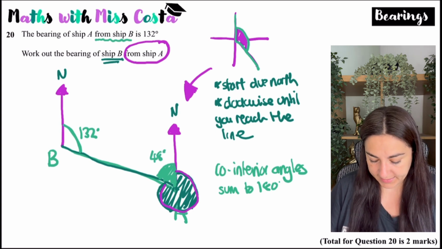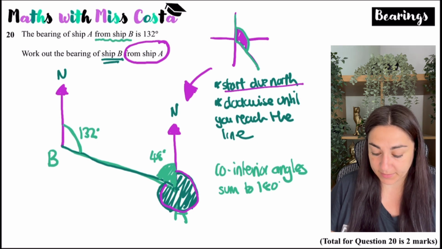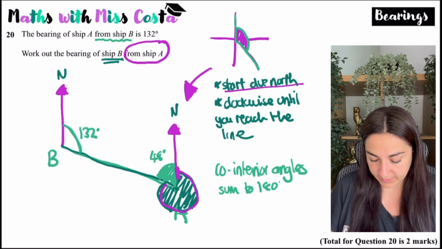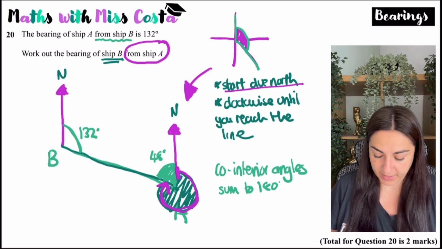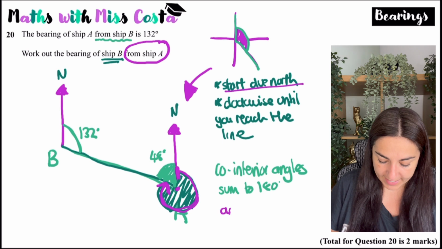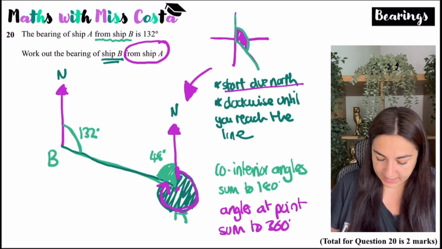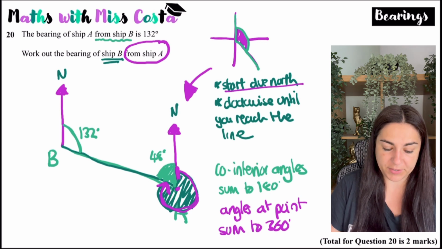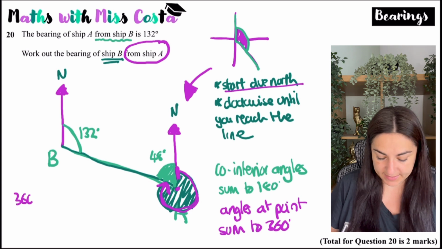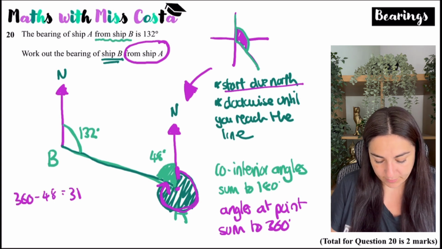However, what I'm interested in is this whole angle here, because with bearings, you start from due north. So that's why I'm starting from here, and you go clockwise until you reach the line. So it's all this turn that I need to work out. Now, what I do know is that angles at a point sum to 360. And that's how I can work out what this angle here must be. So I do 360, take away 48. So 360, take away 48 is 312 degrees.